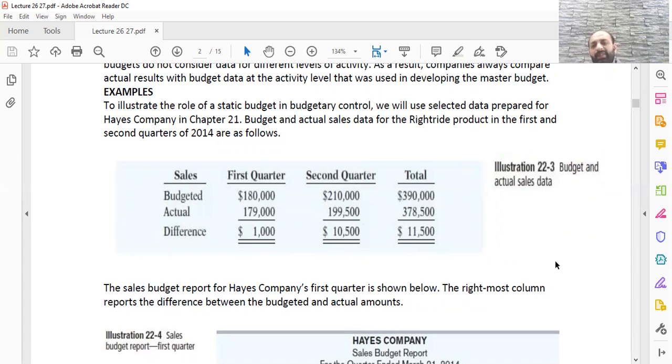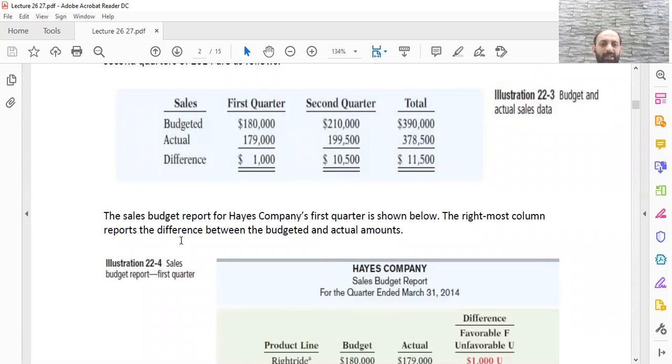When you compare it with the actual, you see that in the first quarter you had sales of $179,000 and you had sales of 199,500 in the second quarter. So the total sales that you were able to achieve were 378,500 against the budgeted figure of $390,000. The sales budget report for Hayes Company first quarter is shown below.